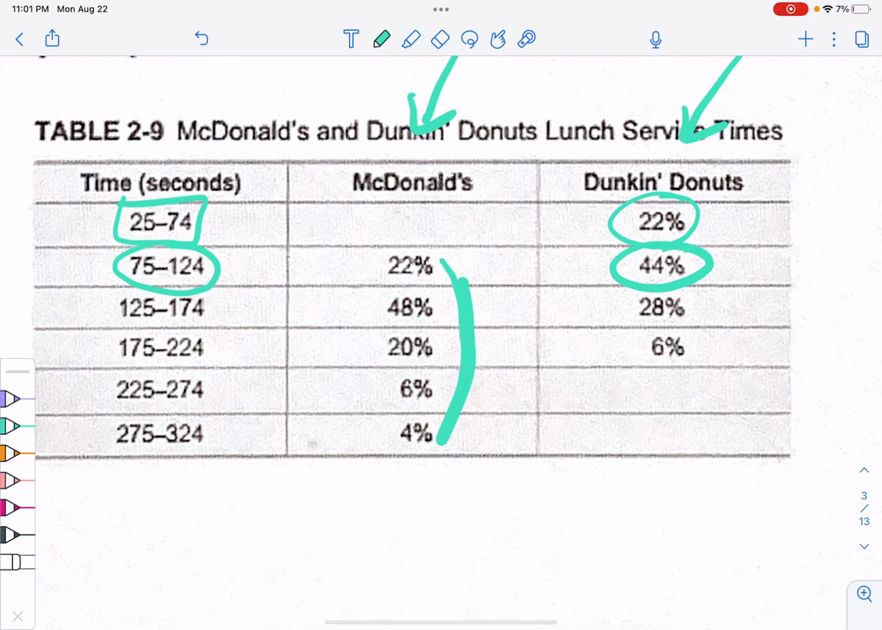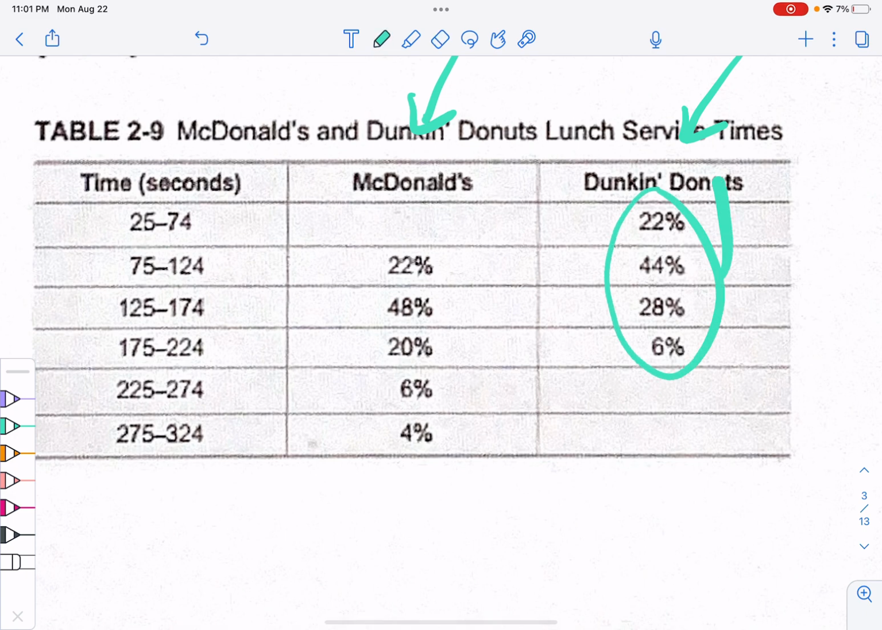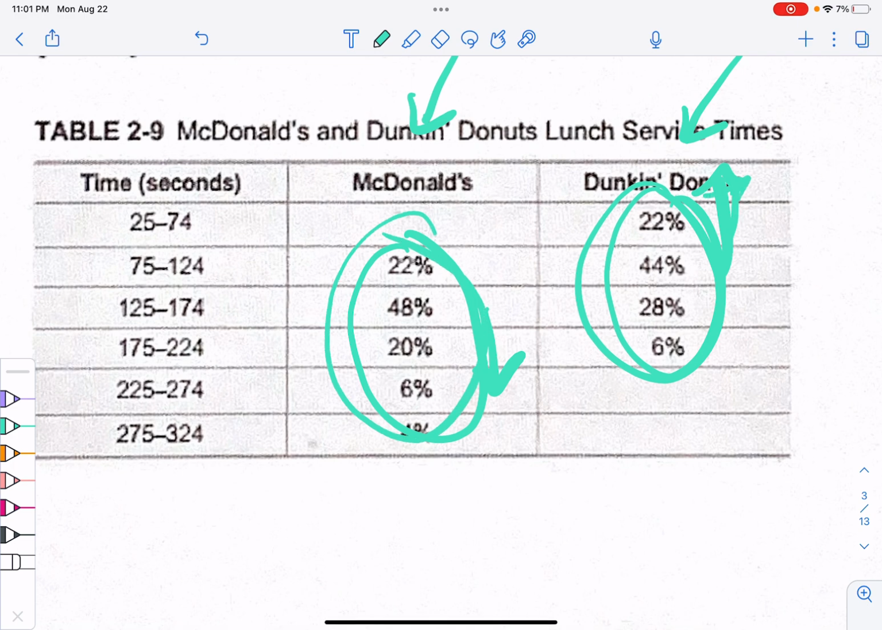Versus all of this data is coming from like the other regions. So like 48%, or the majority, is happening from 125 to 174. So even just by looking at this frequency table, you can see that these numbers are a lot lower on the scale versus these numbers are a little bit higher on the scale, which means that the majority of the time you're going to wait less at Dunkin' Donuts than you are at McDonald's, right? That's just the way that these numbers are set up. These are lower numbers than these ones are. Typically, you can kind of see how that shift is made.